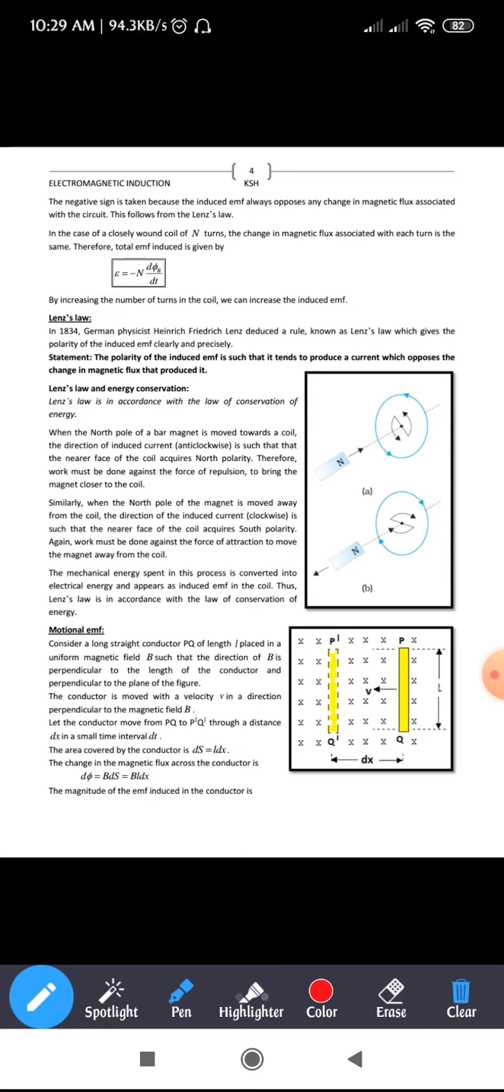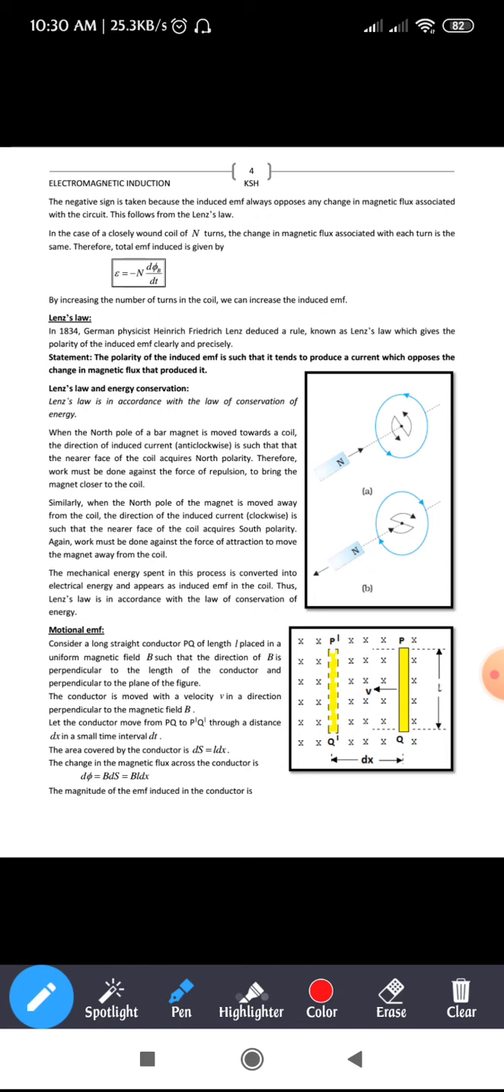In the last line, it is said that by increasing the number of turns in the coil, we can increase the induced EMF. Obviously, if you increase the number of turns, the EMF induced will be more. So this is regarding the second law of Faraday's law, when you have more than one turn, where n can take the value from 1 up to n. Next it is regarding Lenz's law.